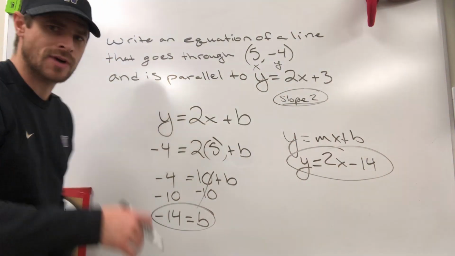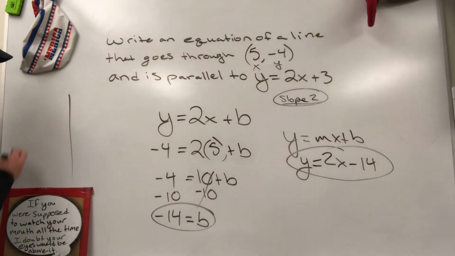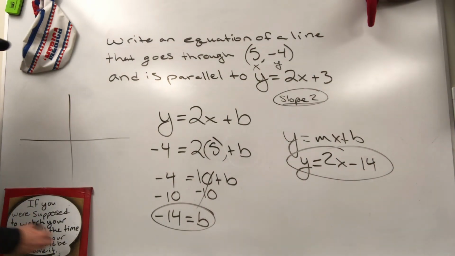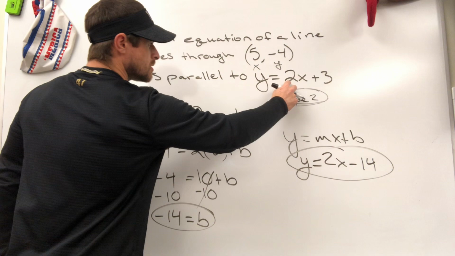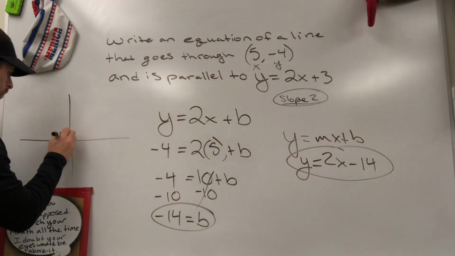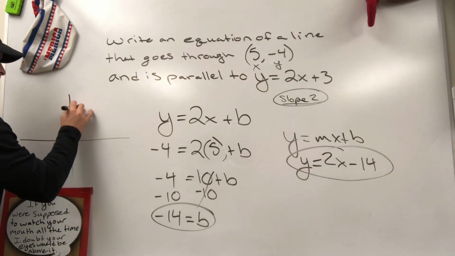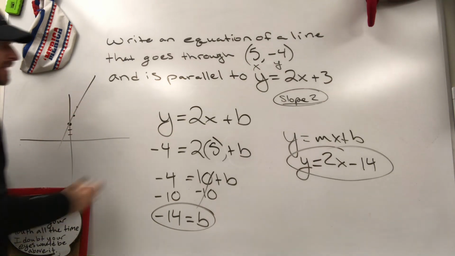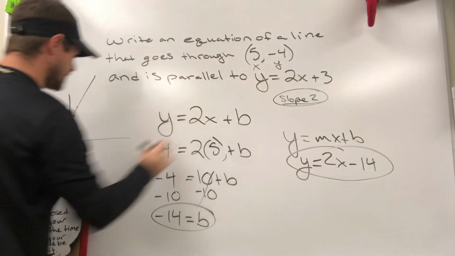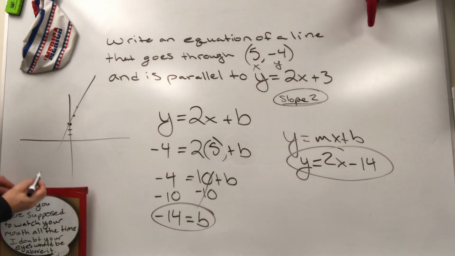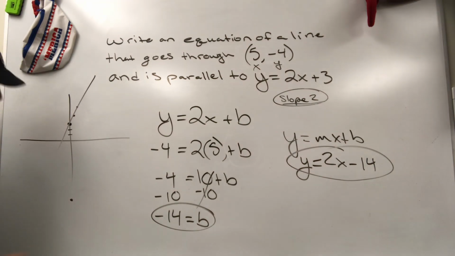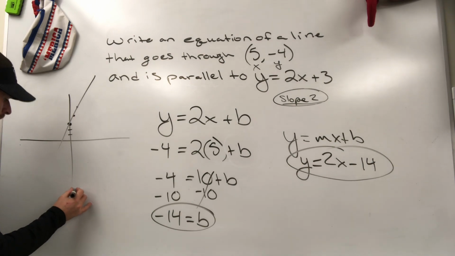Hopefully that makes sense. Let's graph them real quick and double check. Got a graph of a y-axis, got a graph of an x-axis. We're going to say, starting at 3, up 2 over 1 would look something like this. That's our first equation. This one here, starting way down here at -14, which would probably be about there, up 2 over 1, up 2 over 1.